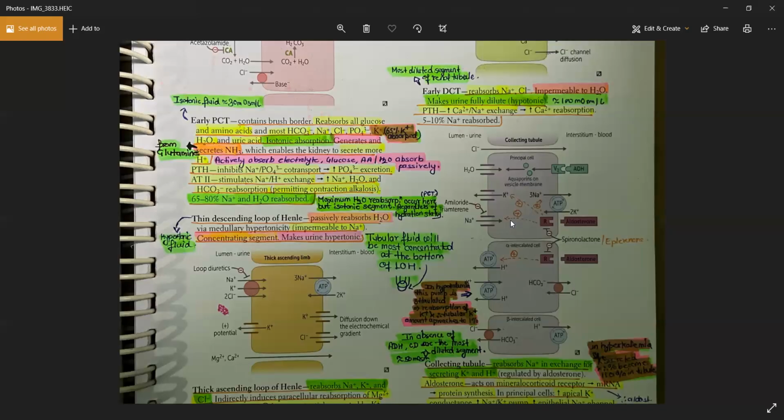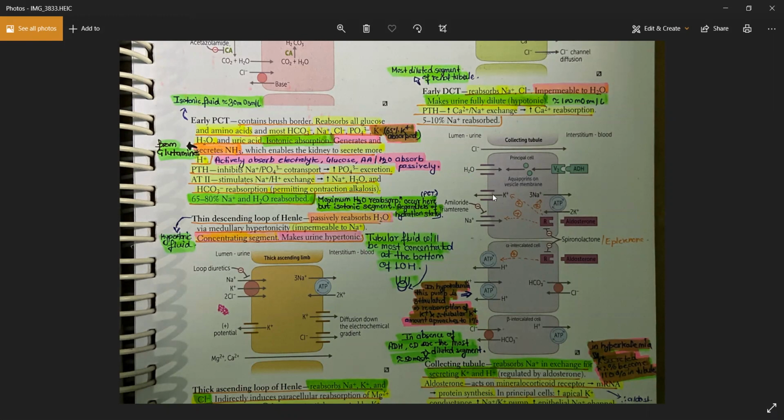Whenever you have sodium absorption, you always have water absorption, right? Those were the transporters I was talking about. One type of transporter only reabsorbs the water, and the second type reabsorbs both the water as well as the sodium. Okay, two types of water transporters are present.